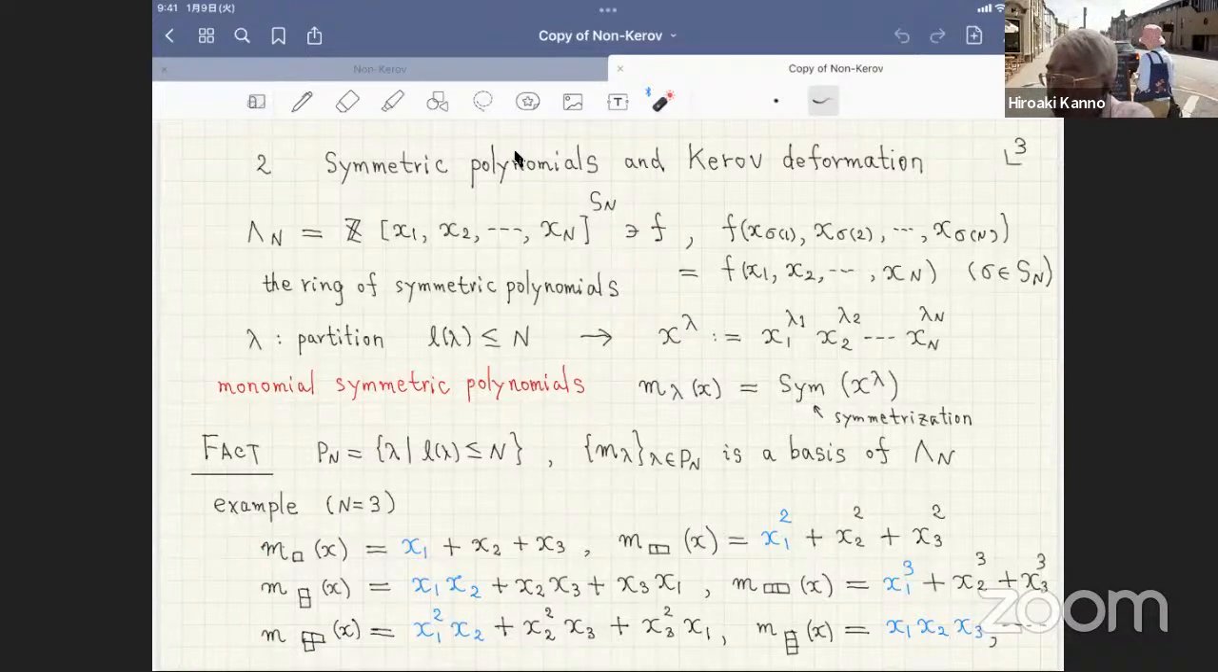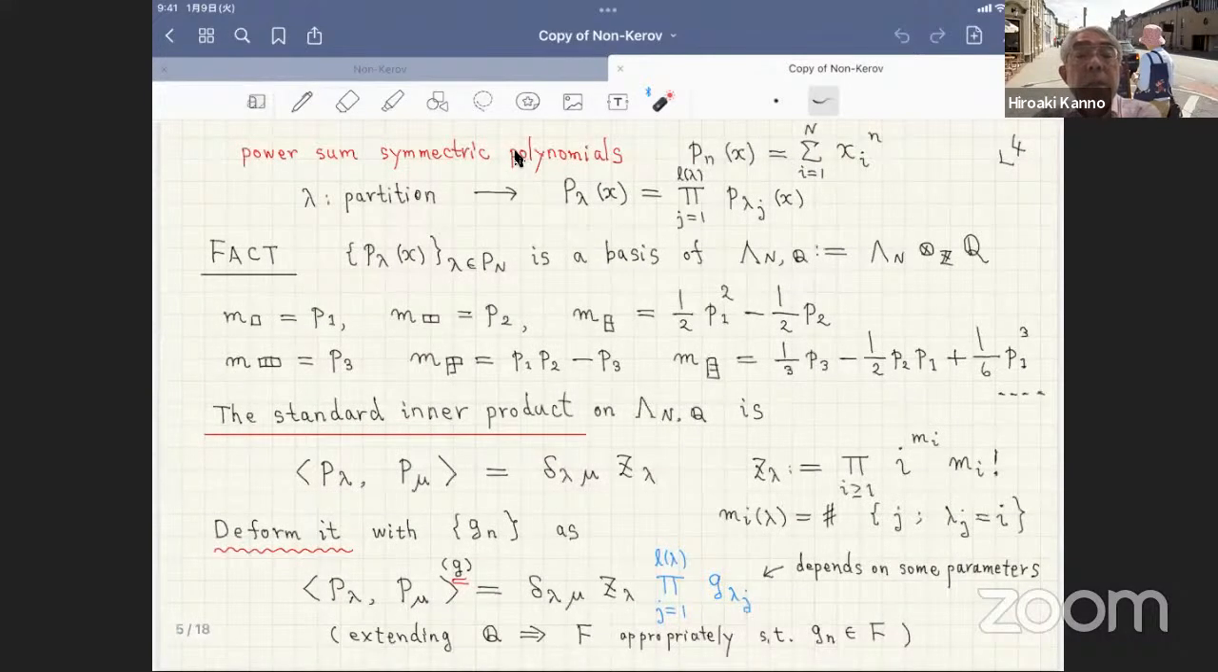I will denote the partition by a standard Young diagram. So this is just one. Then x^lambda is just x_1, and the symmetrization leads to this kind of symmetric polynomial. In the same way, for example, this is the partition (2,1). This part is this blue term. And after symmetrization, we get this monomial symmetric polynomial. I hope it is clear.